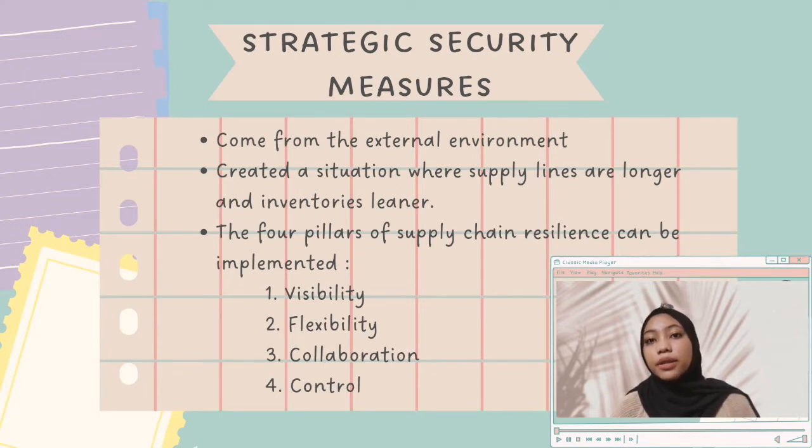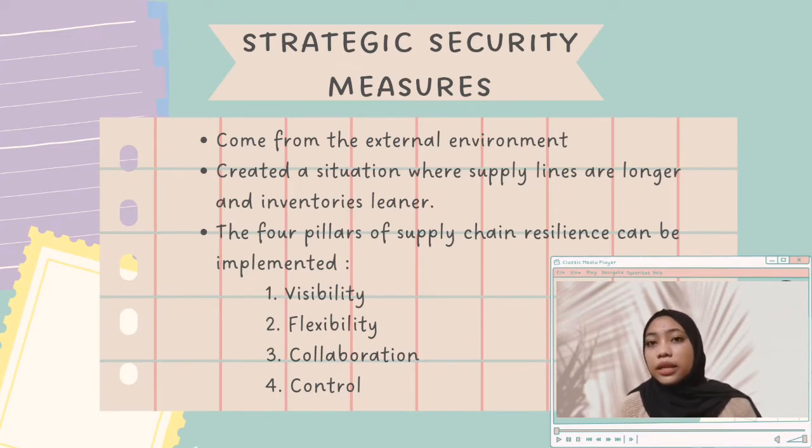23DLS20F1072 and I will explain the measures of planning logistics security, which is strategic security measures. It occurs when the structure of supply chains becomes vulnerable. It is a risk that comes from the external environment.